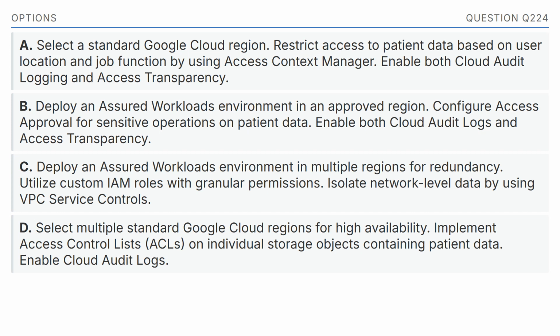Option C. Deploy an assured workloads environment in multiple regions for redundancy. Utilize custom IAM roles with granular permissions. Isolate network-level data by using VPC Service Controls. Option D. Select multiple standard Google Cloud regions for high availability. Implement access control lists, ACLs, on individual storage objects containing patient data. Enable cloud audit logs.